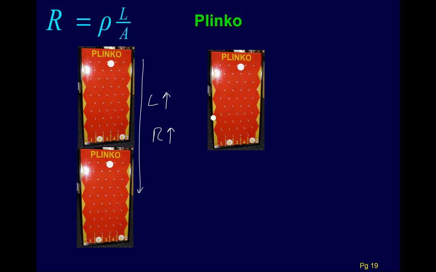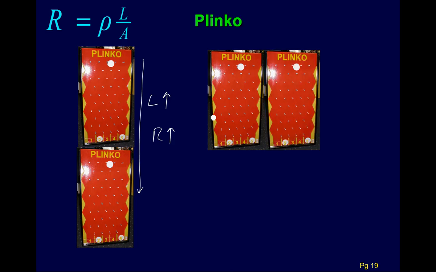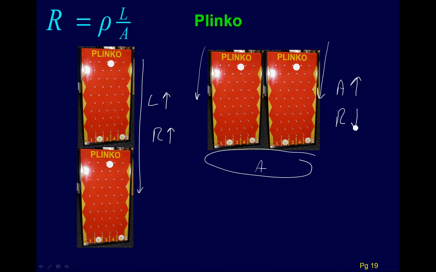Now, similarly, if I take a Plinko board and add one parallel to it, what I'm doing is I'm kind of increasing the total area. That means if I have so many Plinkos here, I can add more over here, and I get more chips coming through. So I reduce the resistance. So if my area is increased, the resistance is decreased. Hopefully that makes sense conceptually.